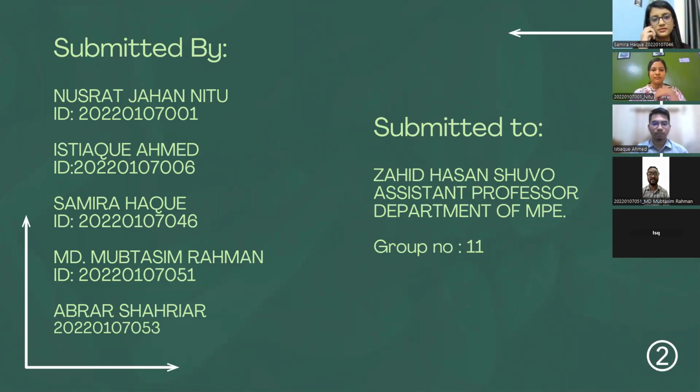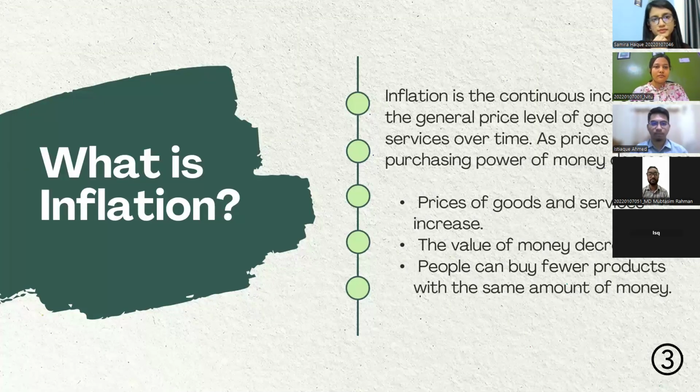So, what exactly is inflation? In simple terms, it means the general price level of goods and services keeps rising over the time. And as prices go up, the value of the money goes down. So the same amount of money buys us less than it used to.